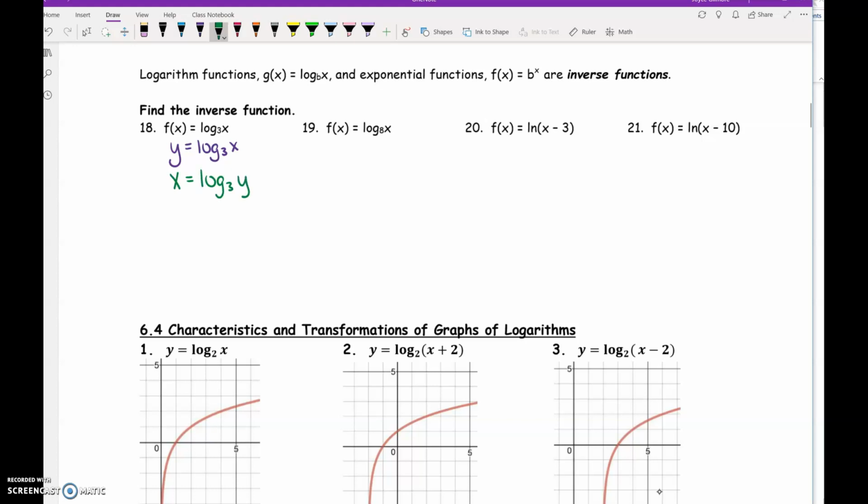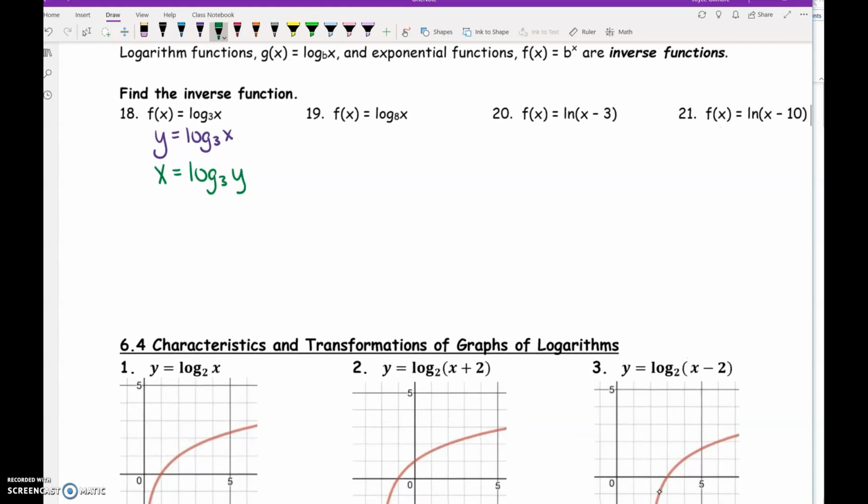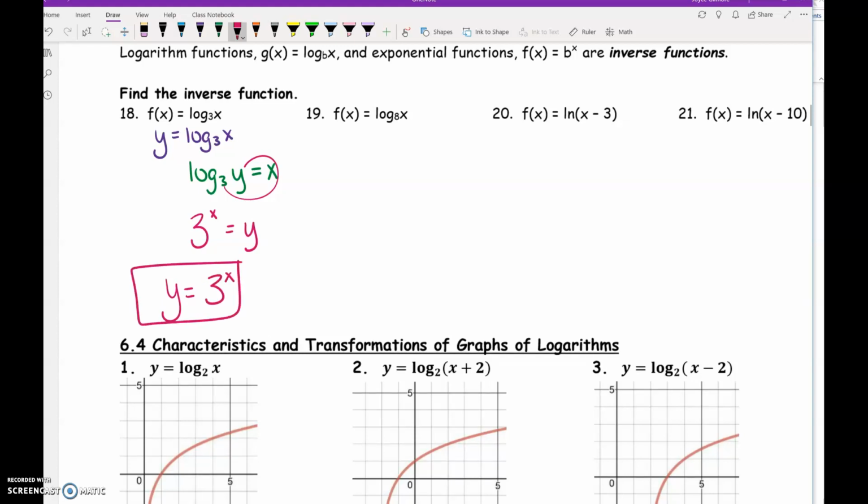and x becomes y. Now, because of how we do the log ride, it's really easier if the equal sign is over here on the right. So I'm going to put equals x. I'm just moving that x to the other side, which is fine. Now let's do the log ride. Woo! 3 to the x equals y. The inverse is 3 to the x.